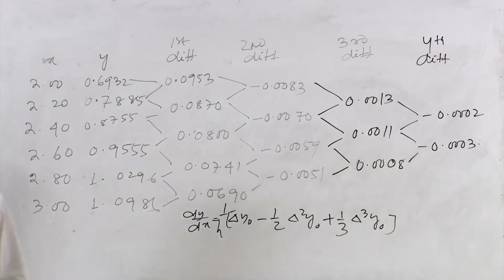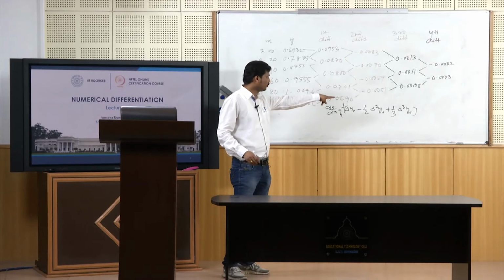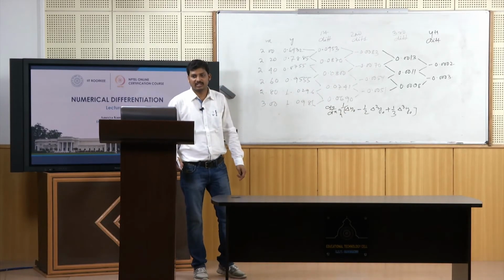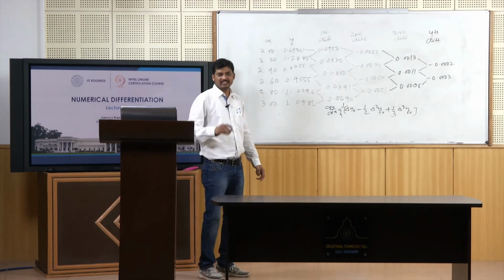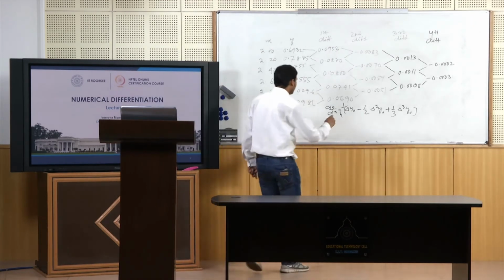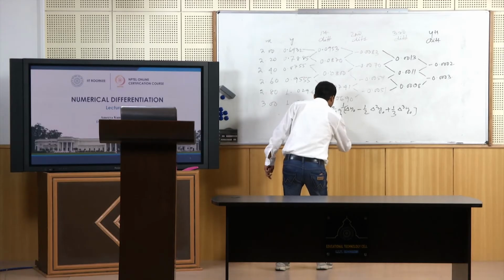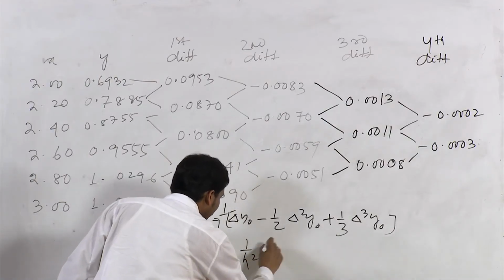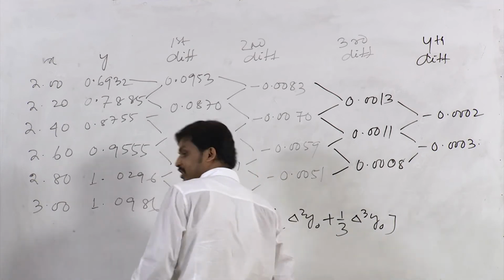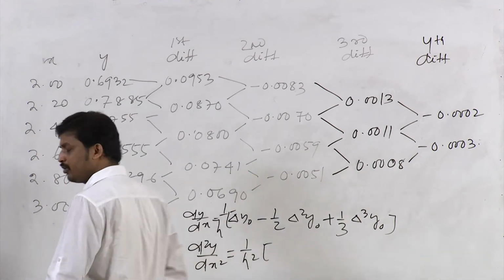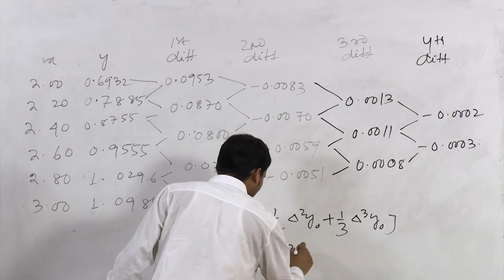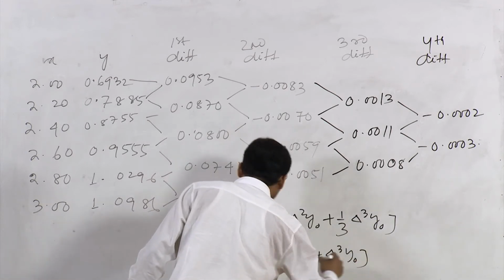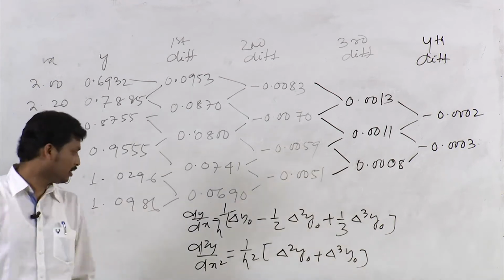Since it is asked to evaluate up to third differences, we can just write these terms up to third differences here only. For the second order differentiation, we can write d square y by dx square equals 1 by h square. So, the first differentiation term here we can get as del square of y0 plus del cube of y0 here. Sorry, this one is minus here.